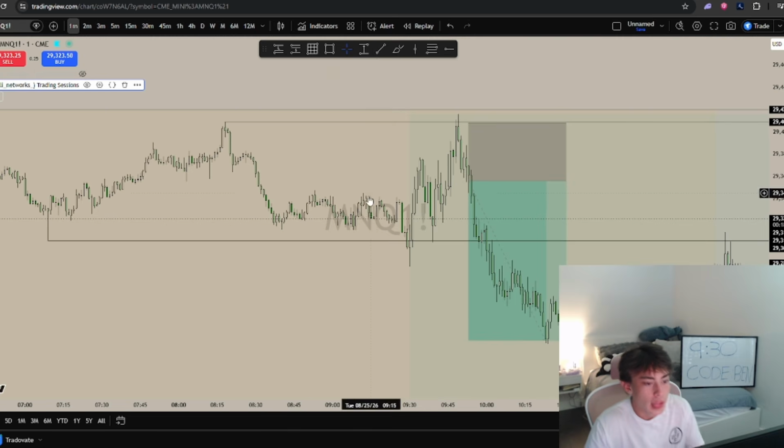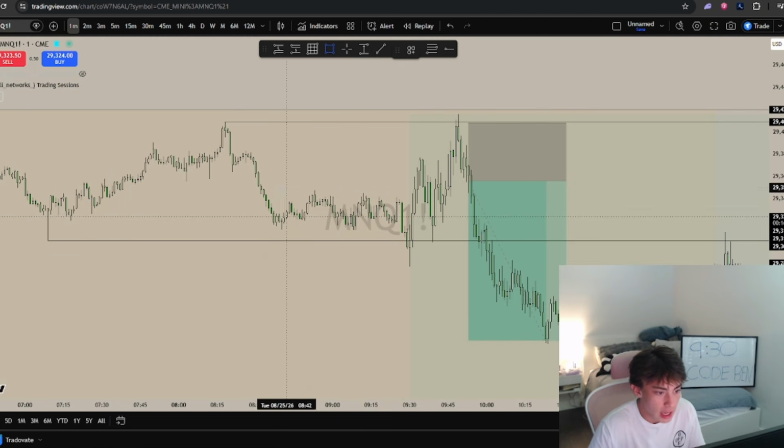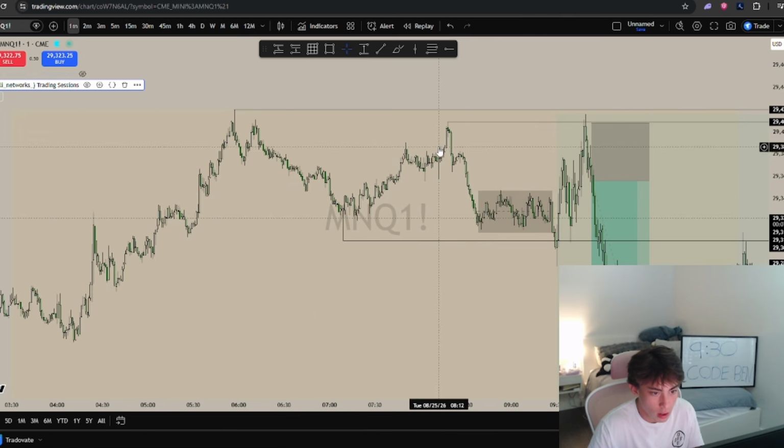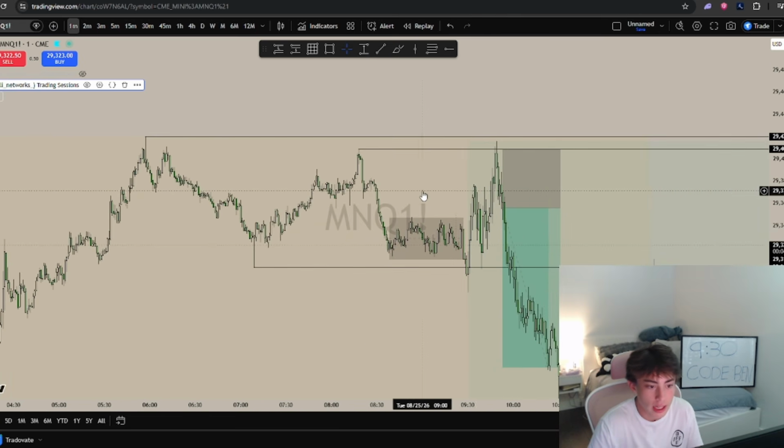So what do we have here? Post 9:30, what do we see? We see an accumulation level, a level of accumulation of orders before 9:30. Which is what we want to see. If we have a swing low, swing high, and we're just accumulating in between those, we don't really want to see anything get taken before market open.